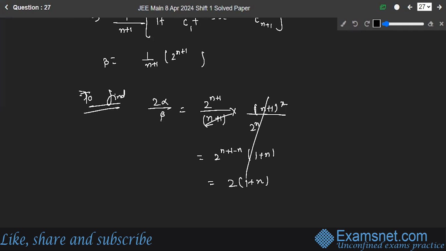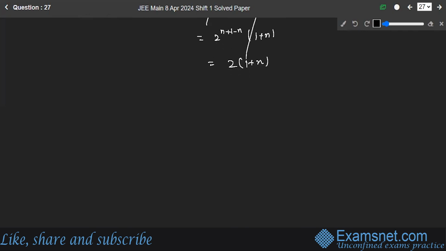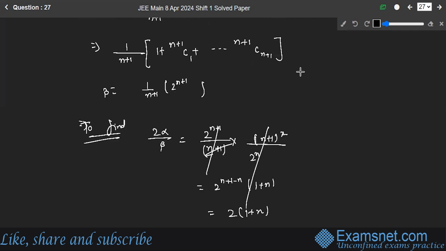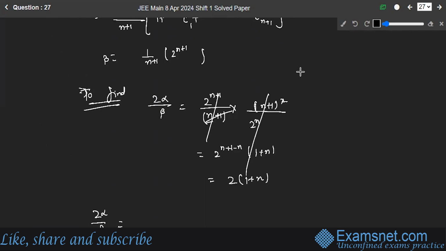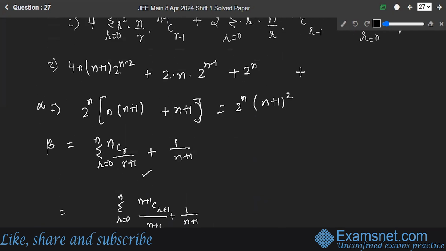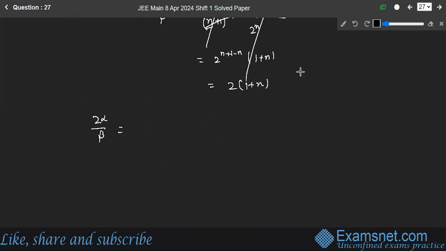Sorry, this is wrong. I have filled in wrong values for alpha and beta. So let's start from here again. You have to find out 2 alpha upon beta. And what is your 2 alpha equal to? It was this, right? So this makes it 2 into (2 power n plus 1) whole square.